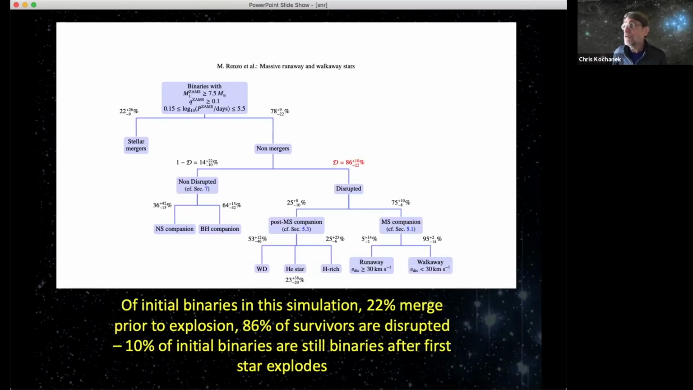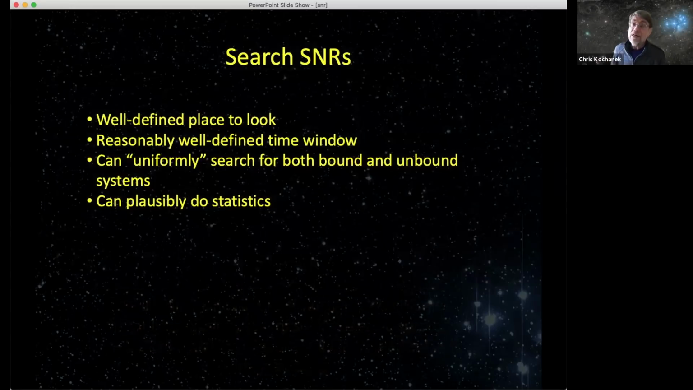So most binaries do not survive to ever get to forming a second compact object. That's one of the many reasons why the LIGO mergers are such a biased sampling of compact objects, is that almost none of the binaries survive even to worry about whether you're going to eventually get two compact objects. So why search supernova remnants?